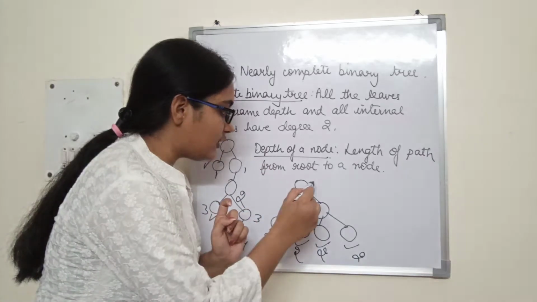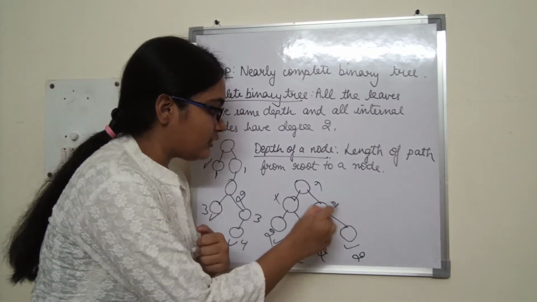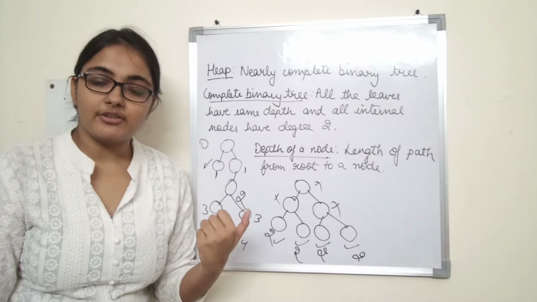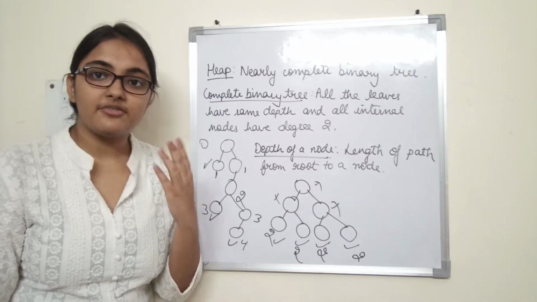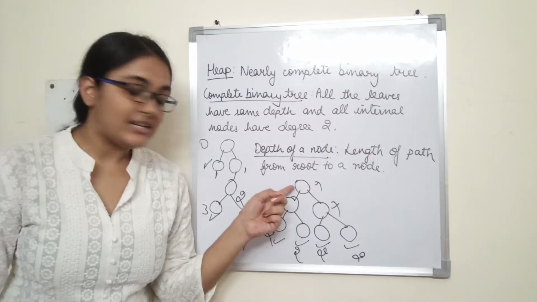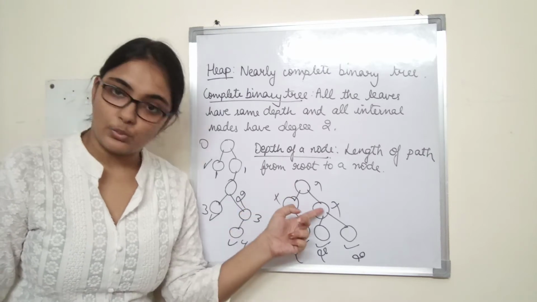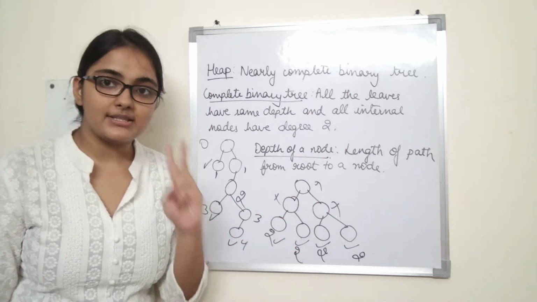This is an internal node. This is an internal node. This is an internal node. What is the degree of a node? Degree of a node is the number of children of a node. So how many children does this node have? 1, 2. So the degree of this node is 2.